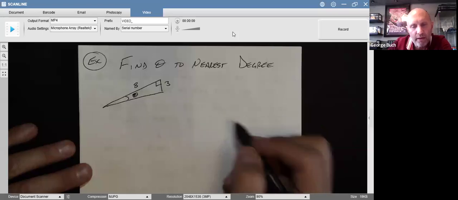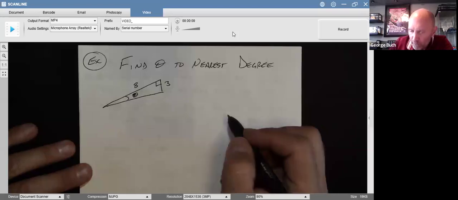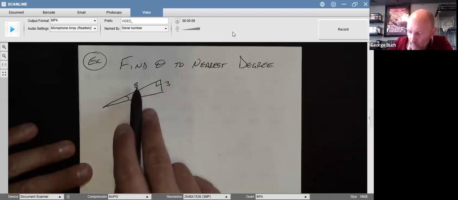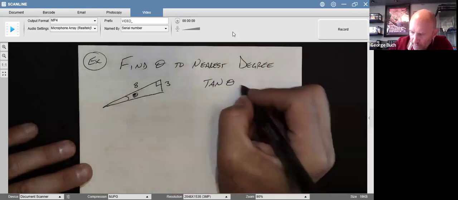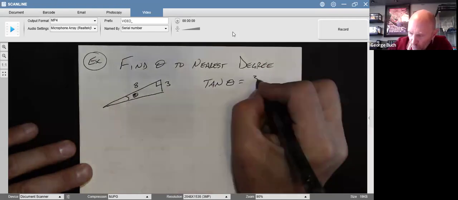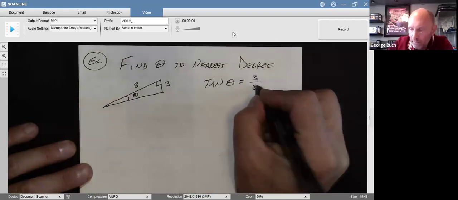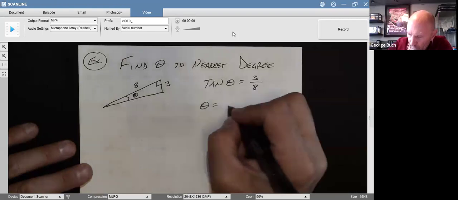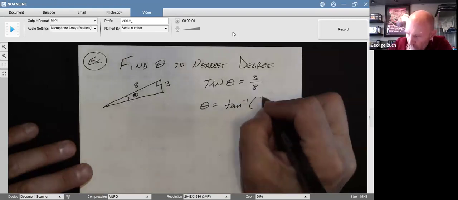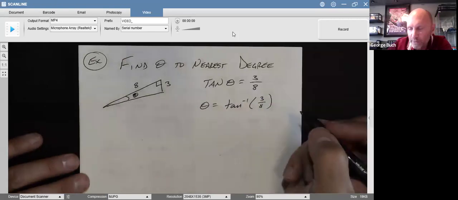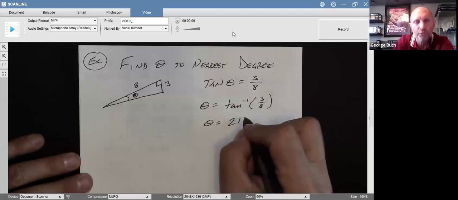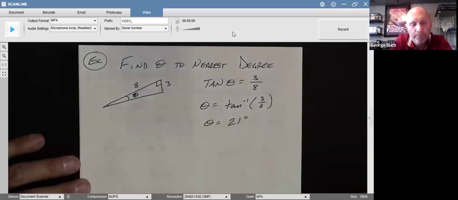And so in this case, from theta, I have the opposite and I have the adjacent. So that means I'm doing tangent of theta is opposite 3 over adjacent 8. So if I do tangent inverse of both sides, I have tangent inverse of 3/8. And when I put that on my calculator, rounded to the nearest degree, I should get 21 degrees.